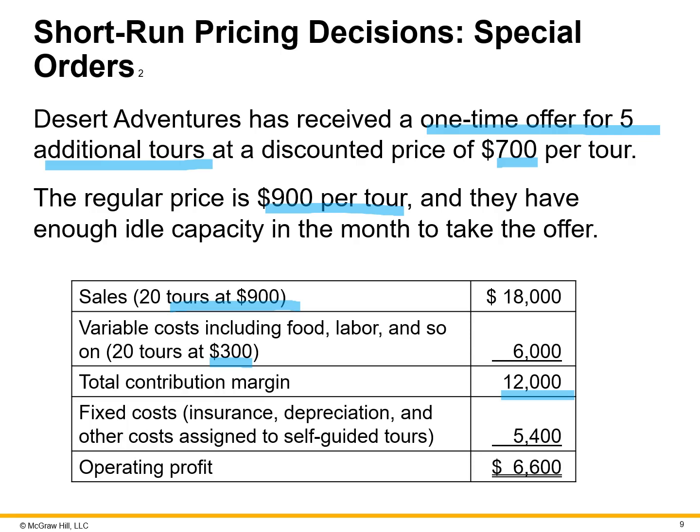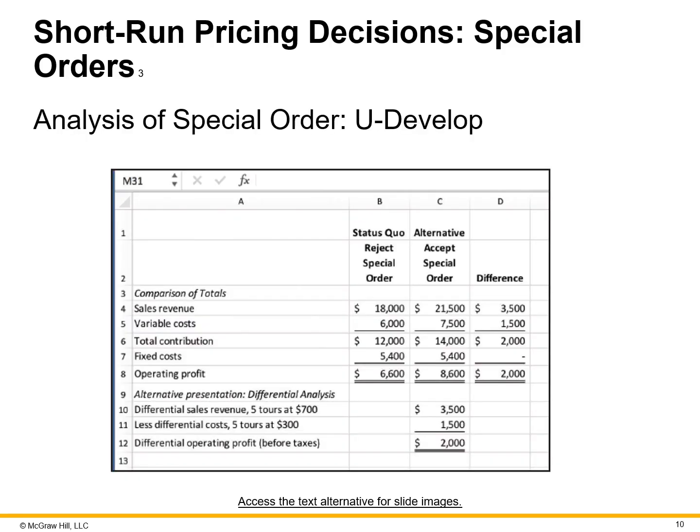And so this slide shows us the numbers if we were to not take the special order versus if we do take the special order. The numbers look pretty good. Your sales revenue will go up. Variable cost also goes up because each tour has costs attached to it. Your total contribution margin increases. Your fixed cost stays the same, so you didn't have to hire any additional employees for the tour. And so your operating profit goes up by $2,000 by taking this special order. So overall, it looks like it's a good idea.